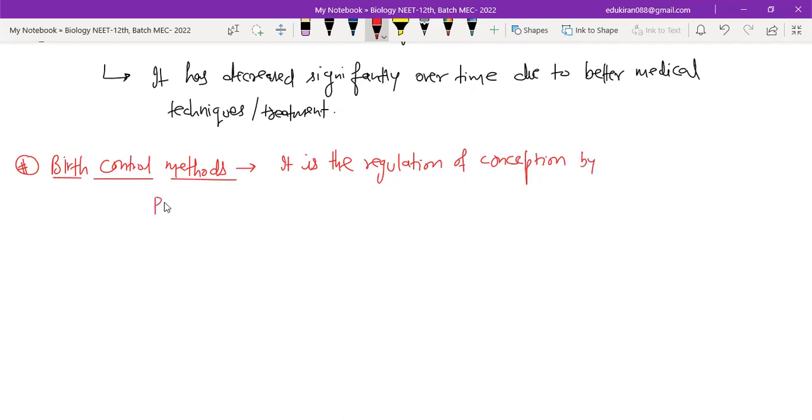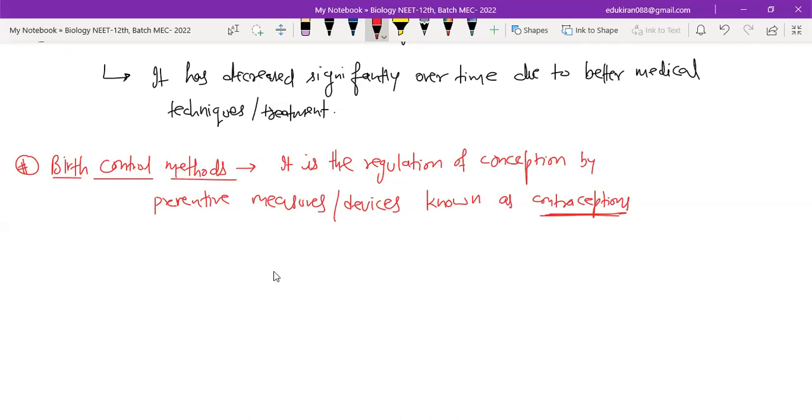or devices which are known as contraception. So contraception is just contrary to conception. So opposite of conception is contraception. Is it clear? Yes, sir.